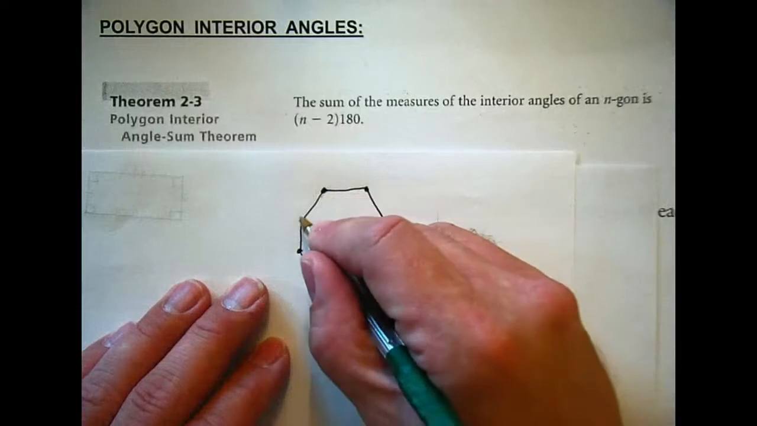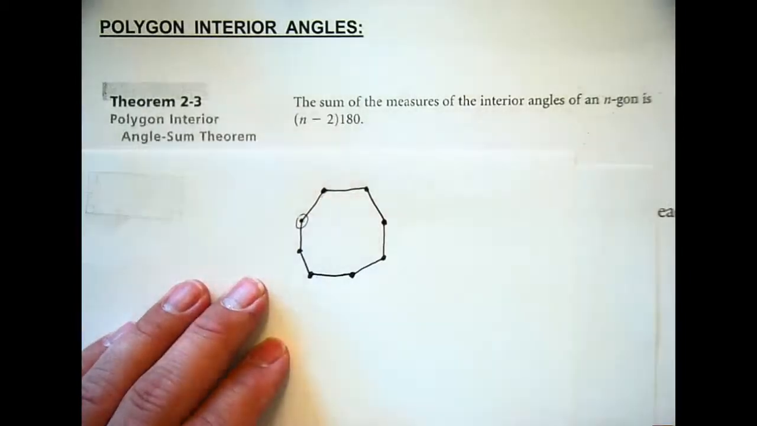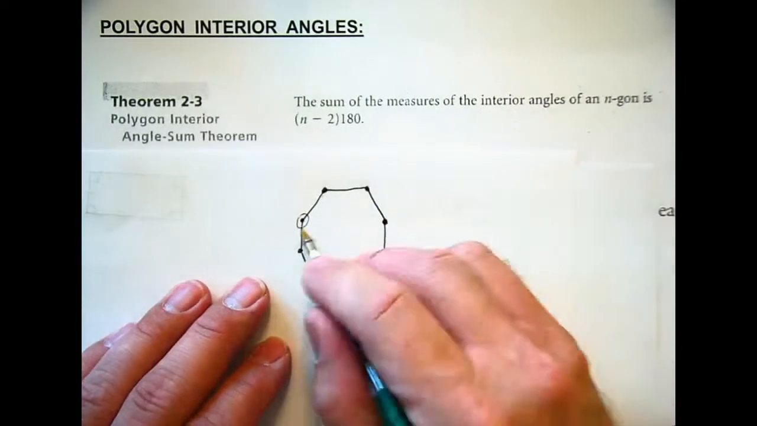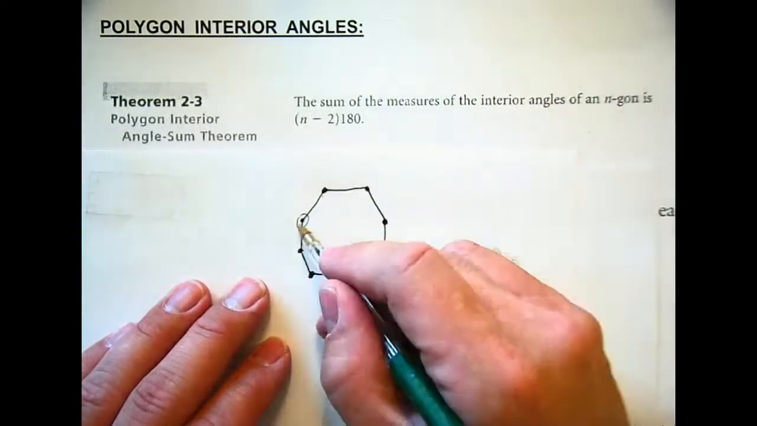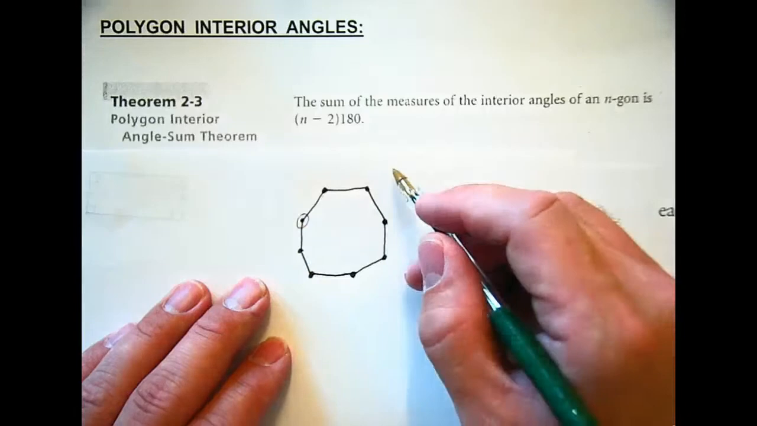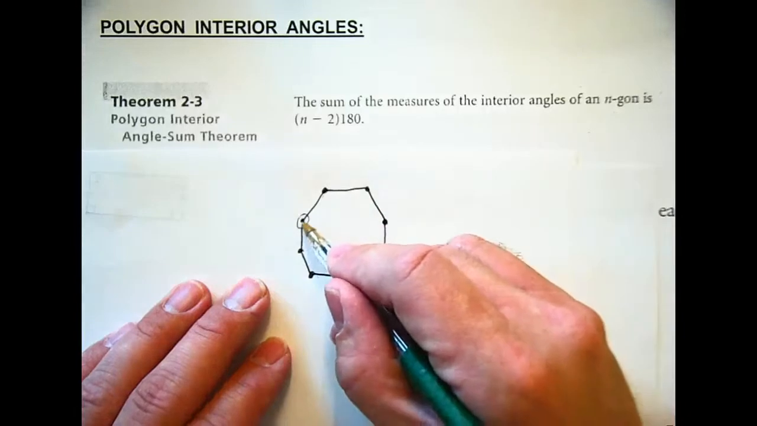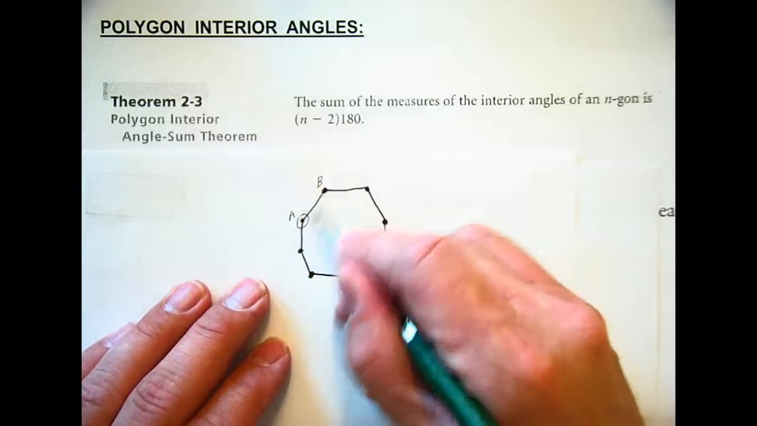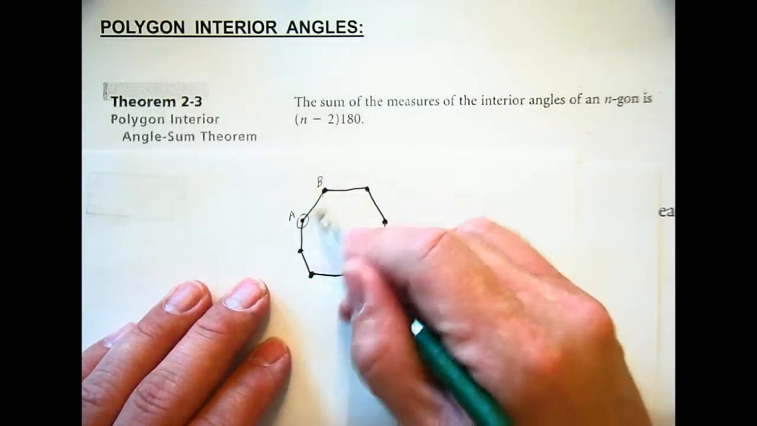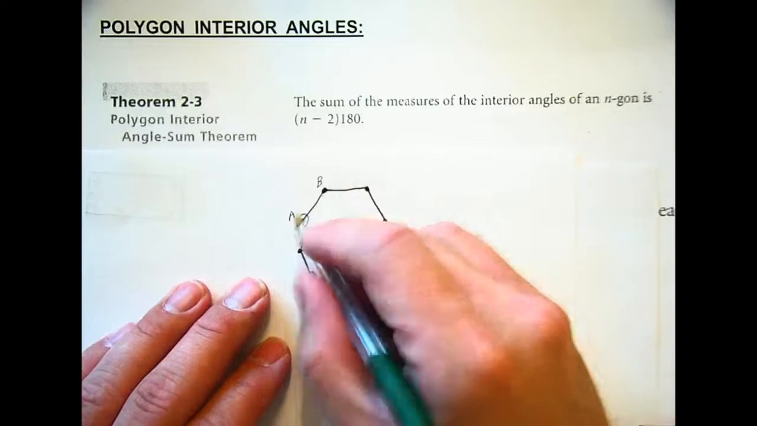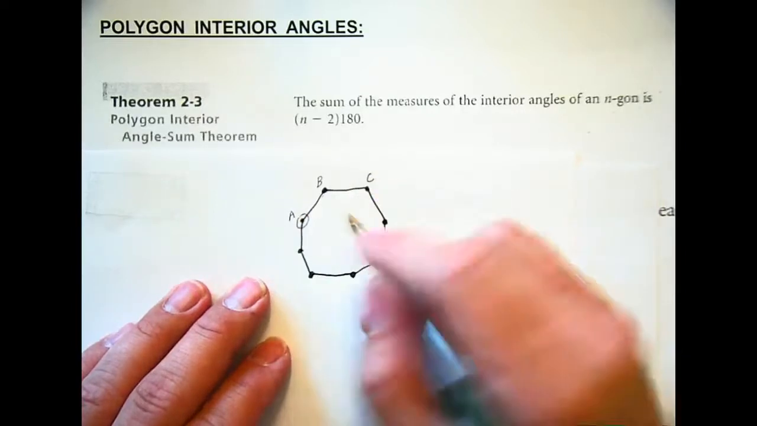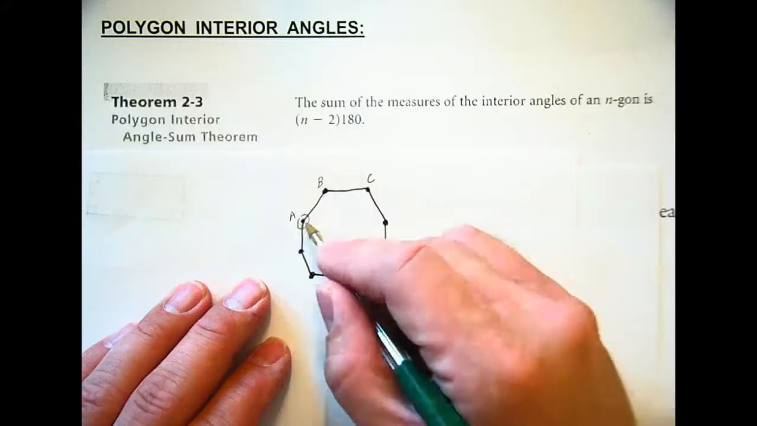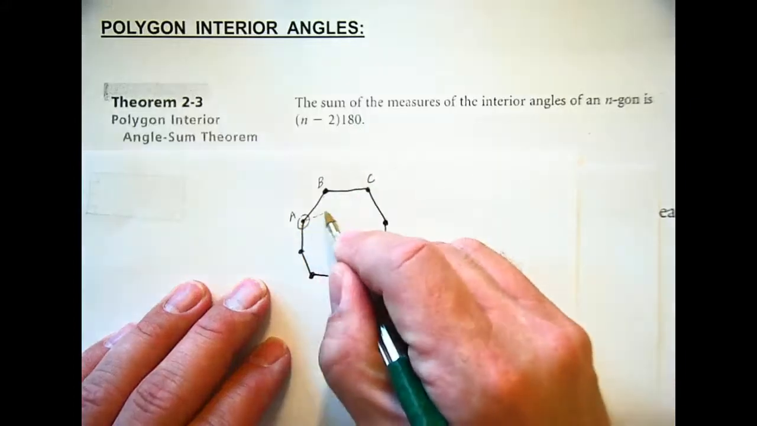I'm going to pick one vertice. In fact, I'm just going to pick that one, just because that one looked kind of lonely, okay? So I'm going to draw diagonals to every other vertice. Now note, from this vertice, if I call that vertice A to vertice B, is that a diagonal? No, a diagonal connects two vertices and is not a side. A line that connects two vertices but is not a side. So A to C is a diagonal.